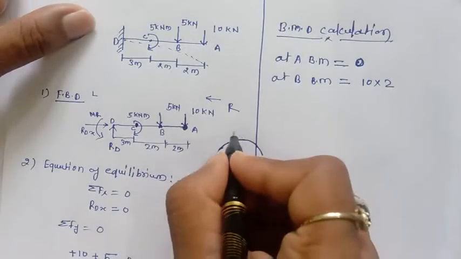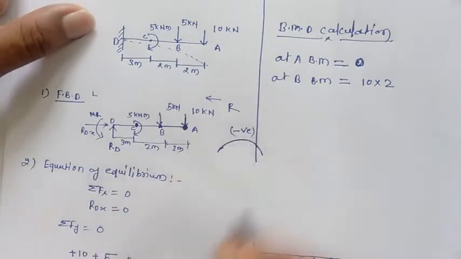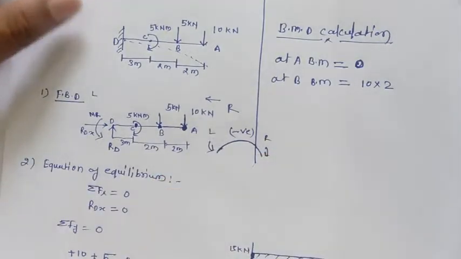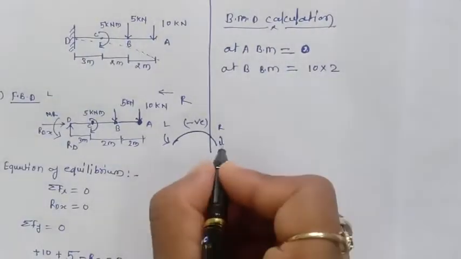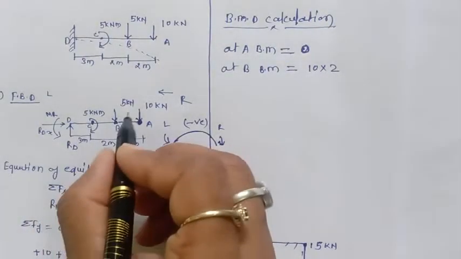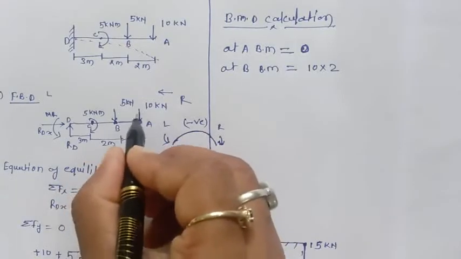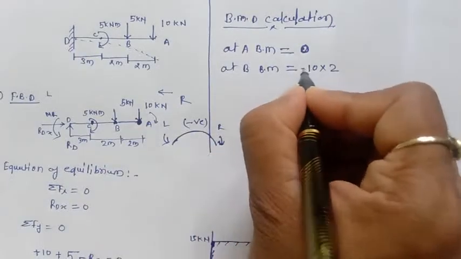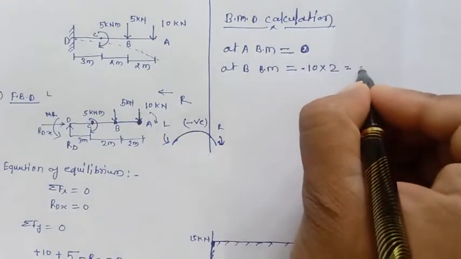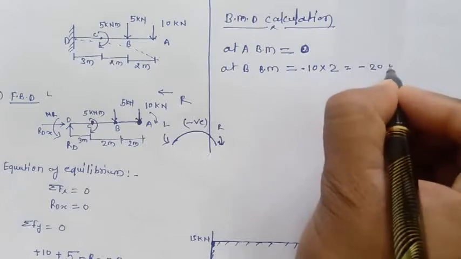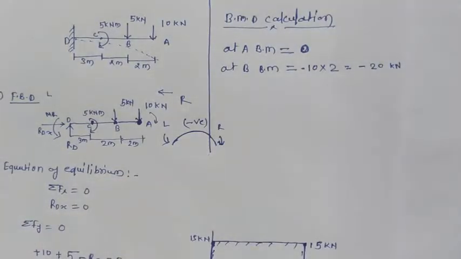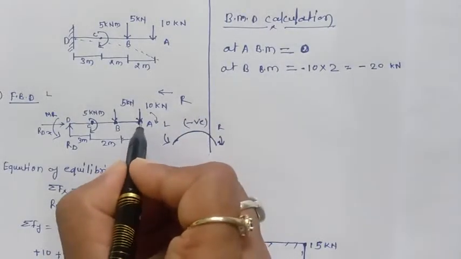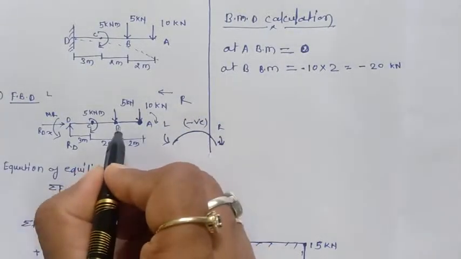So this is called the negative, we are taking negative. This type of rotation will take negative when we are moving right to left. So here 10 kilonewton rotates in this side, so we are taking minus 10, so the bending moment at B is minus 20 kilonewton. Then if you are moving from A to B, it's minus 20 kilonewton.